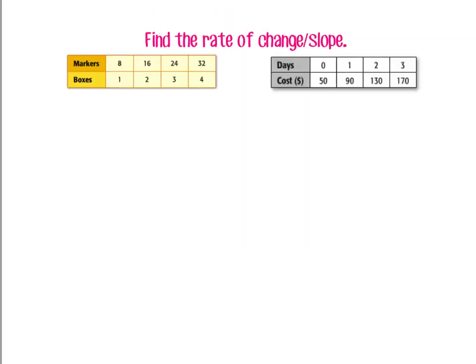Find the rate of change or the slope. Here I'm going to find how much things are changing by and see what makes sense to put as my first amount and which one makes sense to put as my second amount. So first, the bottom of this is changing by 1 each time. The top is changing by 8 each time.